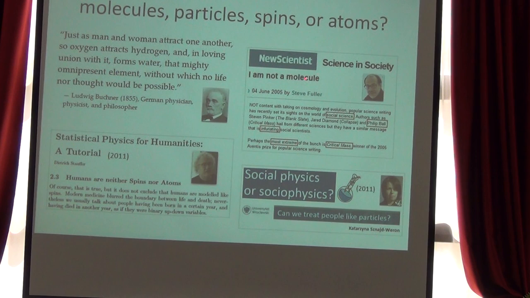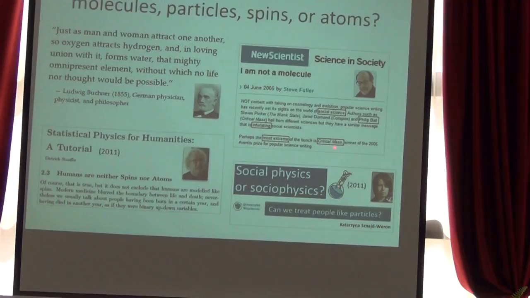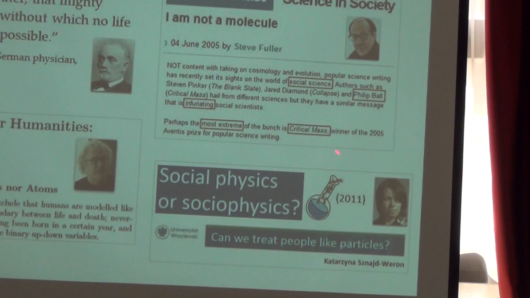Steve Fuller here, he objects to the whole thing on religious grounds, and he especially objects to Philip Ball. He wrote Critical Mass. If you haven't read Critical Mass, I was just reading this, if you want to learn more about what I'm talking about here. But Steve Fuller objects on religious grounds because if you reduce to a certain level, you lose the spiritual and moral part, and if you treat a person as a molecule.